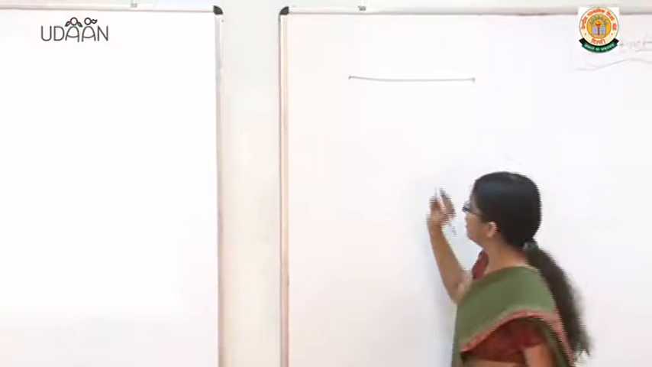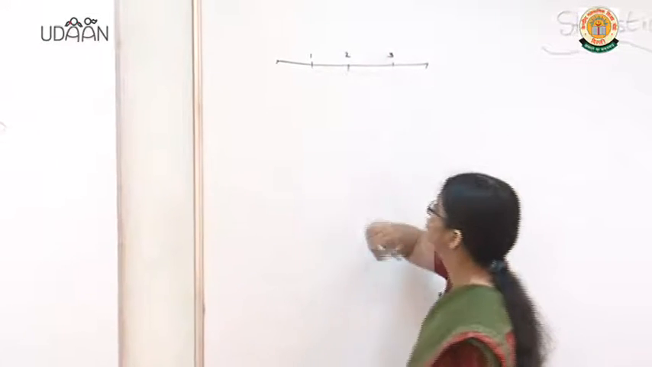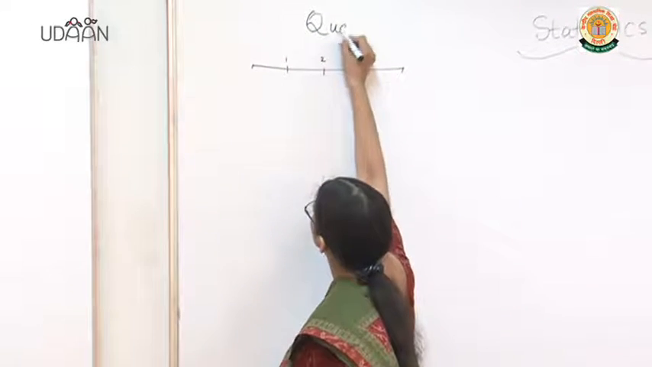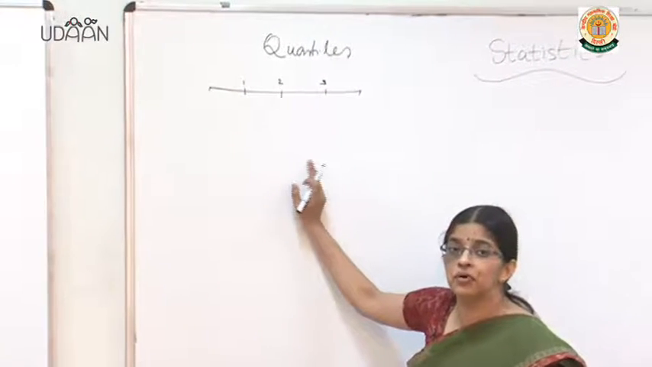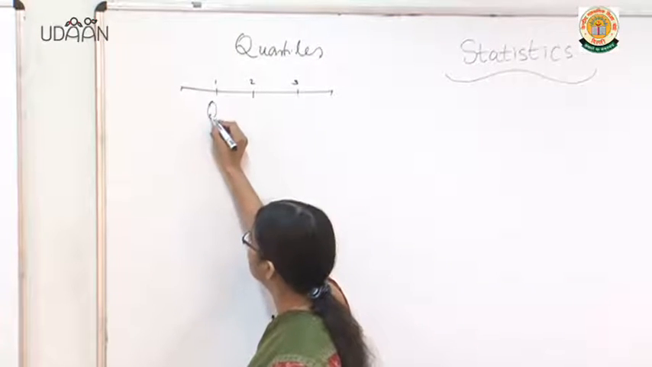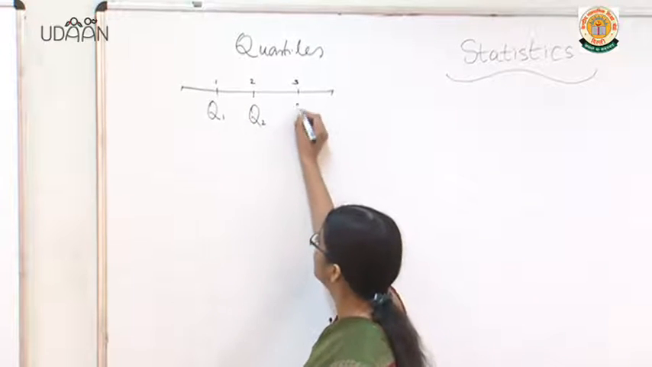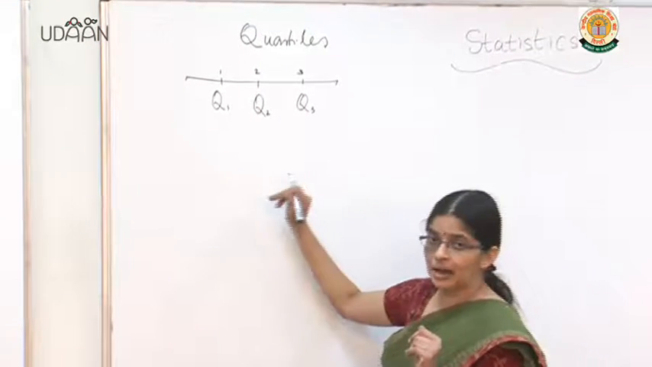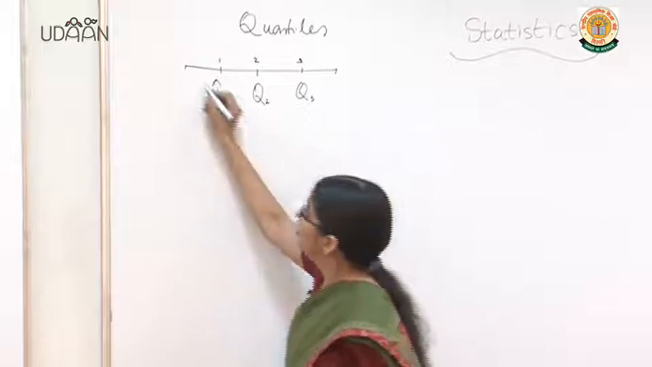मुझे इसको 4 में divide करना है. How many values are required? 1, 2 and 3. First, second and third values. I am going to define quartiles, which divide total observation into 4 equal portions, and the first one I denote by Q1, second one is Q2, third one is Q3. So Q1, Q2 and Q3 are the quartiles, the values which divide the observation into 4 equal portions.